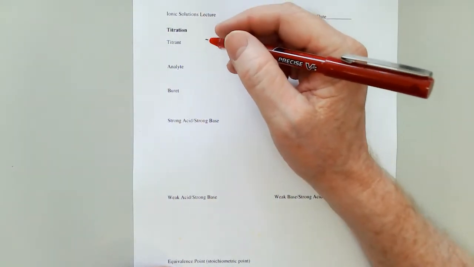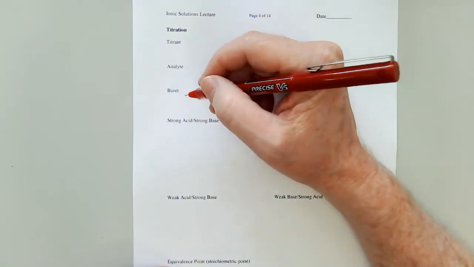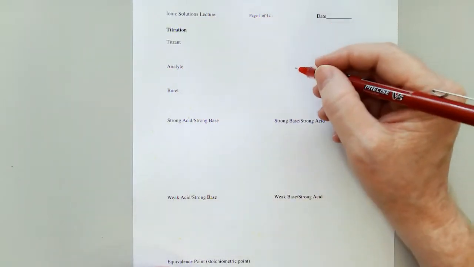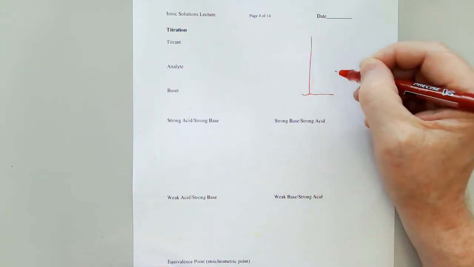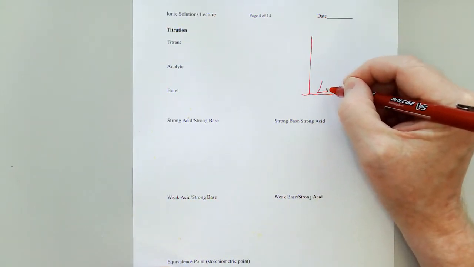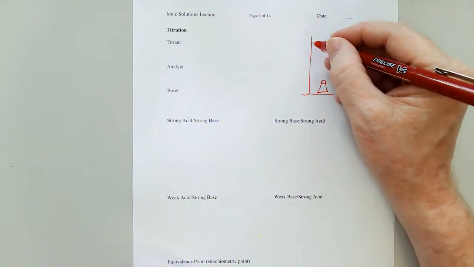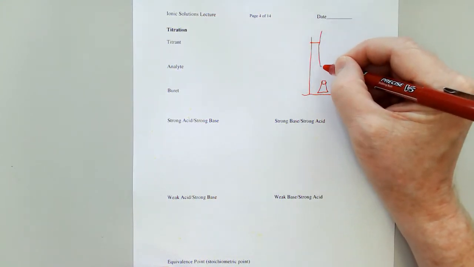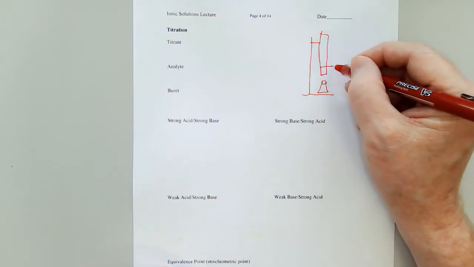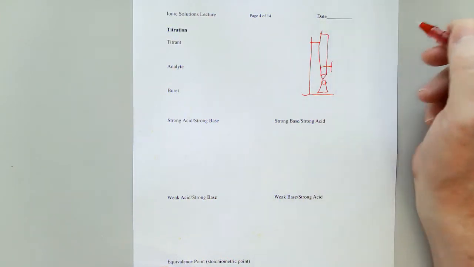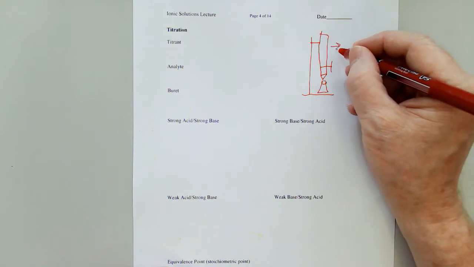And a few terms: titrant, analyte, and burette. So in a typical titration, you've got your ring stand, you've got an Erlenmeyer flask down here, and then there is a burette that's going to be hanging off of the ring stand. That's the burette.